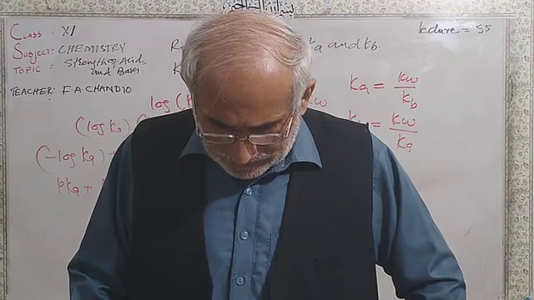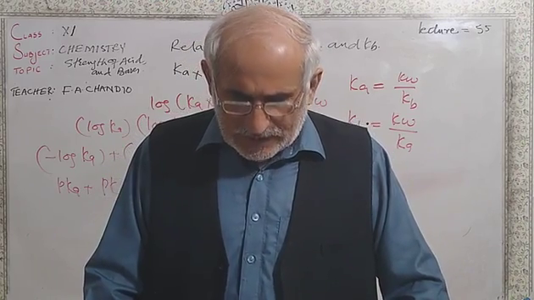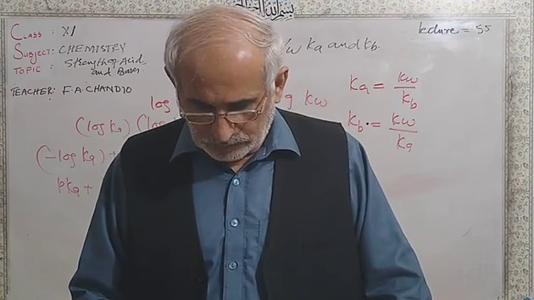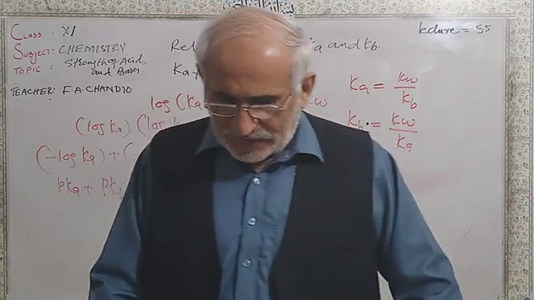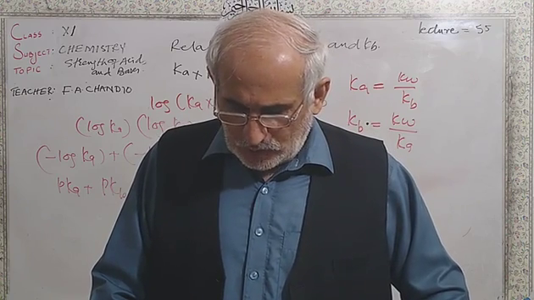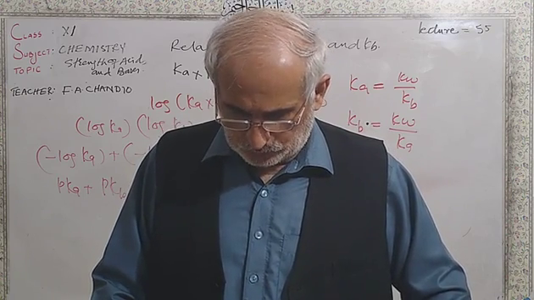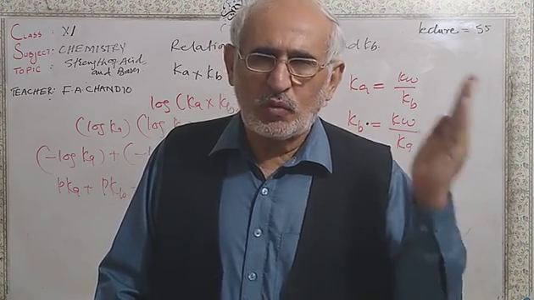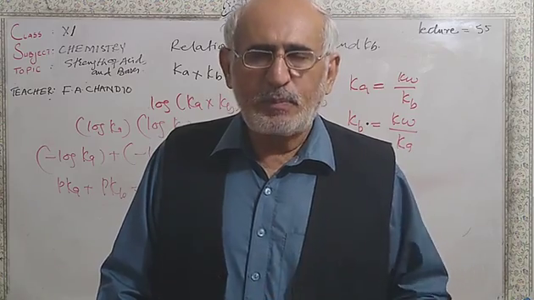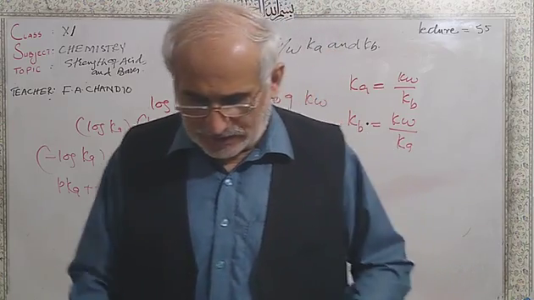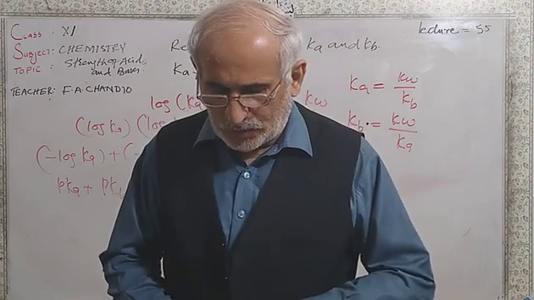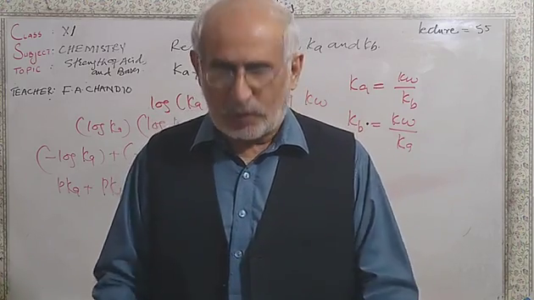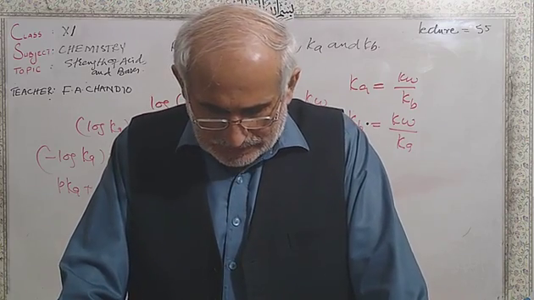Here, as an example, ammonia is a weaker base because its pKb value is 4.76. Then diethylamine has a pKb value of 3.02. The more the pKb value, the weaker the base. The less the pKb value, the stronger the base. So diethylamine has a pKb of 3.02 and ammonia has a pKb of 4.76.